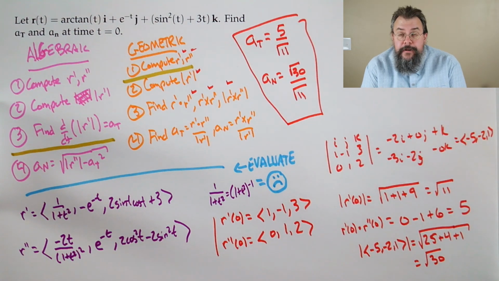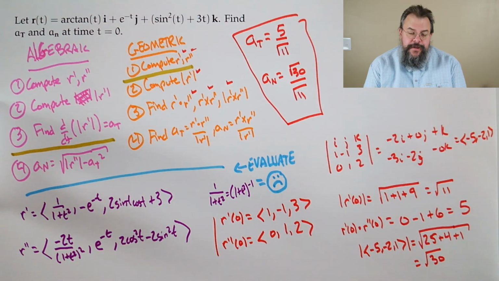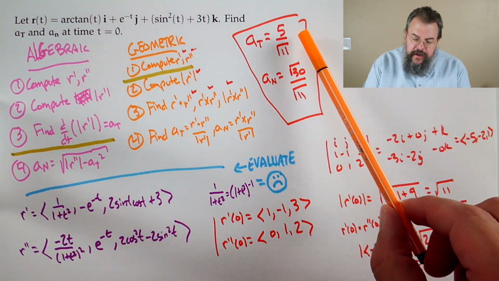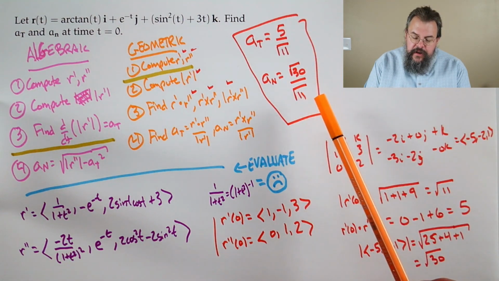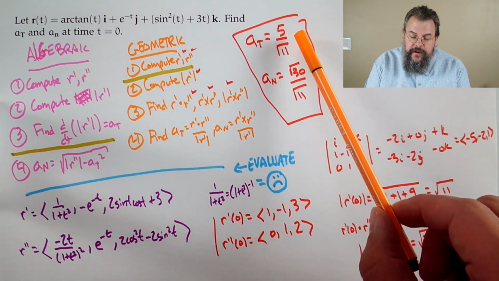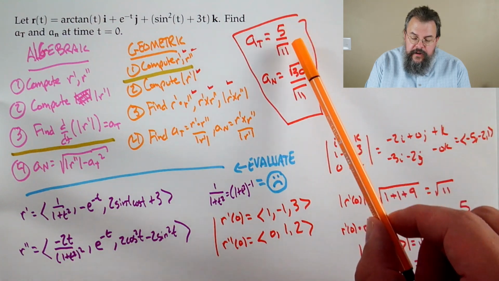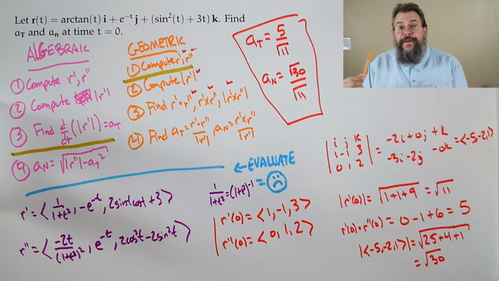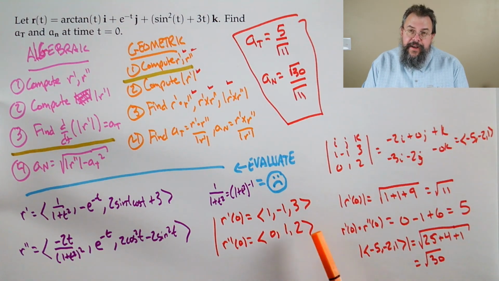Now, if we were paranoid, but of course we're not, we can do a couple of small checks. So for example, if you take a sub t squared and add a sub n squared, well, we should get the magnitude squared, right? So 5 over square root of 11, square that, that's 25 over 11. Here you square this, you get 30 over 11. That's 55 over 11, also known as 5. And that is indeed the magnitude squared.